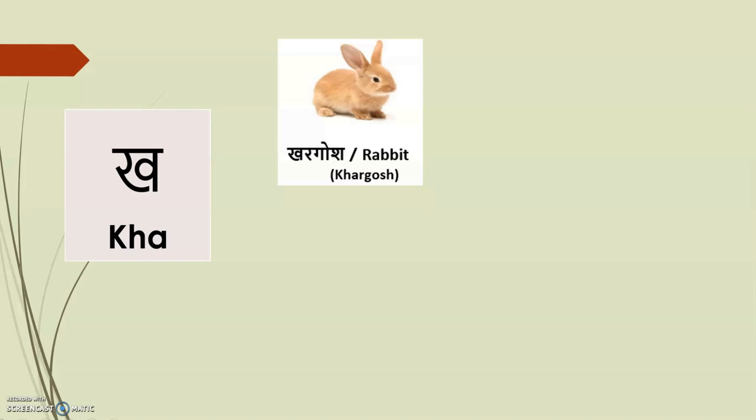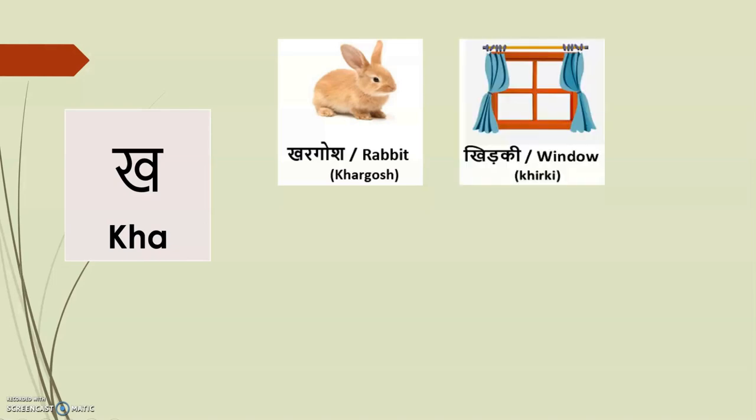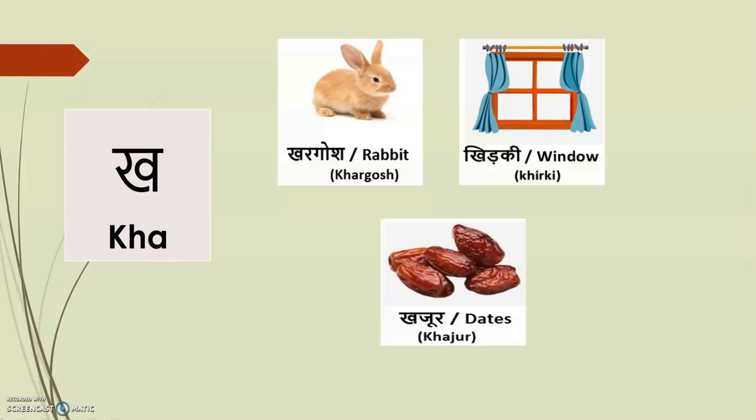In the next picture, we can see a window. It is called khidki in Hindi. In the third picture, we can see dates. It is called khajur in Hindi.